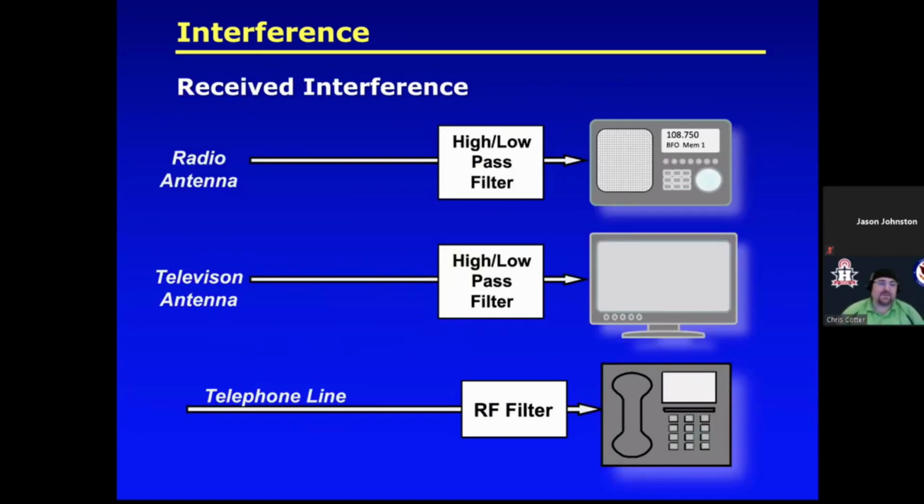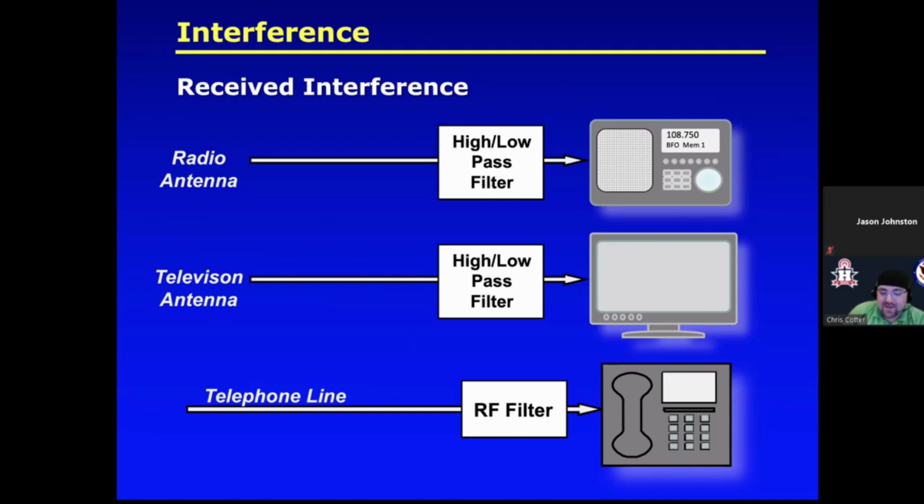So, some of the received interference: radio, antenna, high-low pass filter. Sometimes you can hear your voice in a regular radio. Same thing with a television, not so much since digital has taken over. If you have a television receiving an analog signal, and your neighbor says, "I hear all this noise every time you talk. I hear your voice in there," you would use a high or low pass filter to filter yourself out so it doesn't cause interference on their TV. Same thing with the radio.